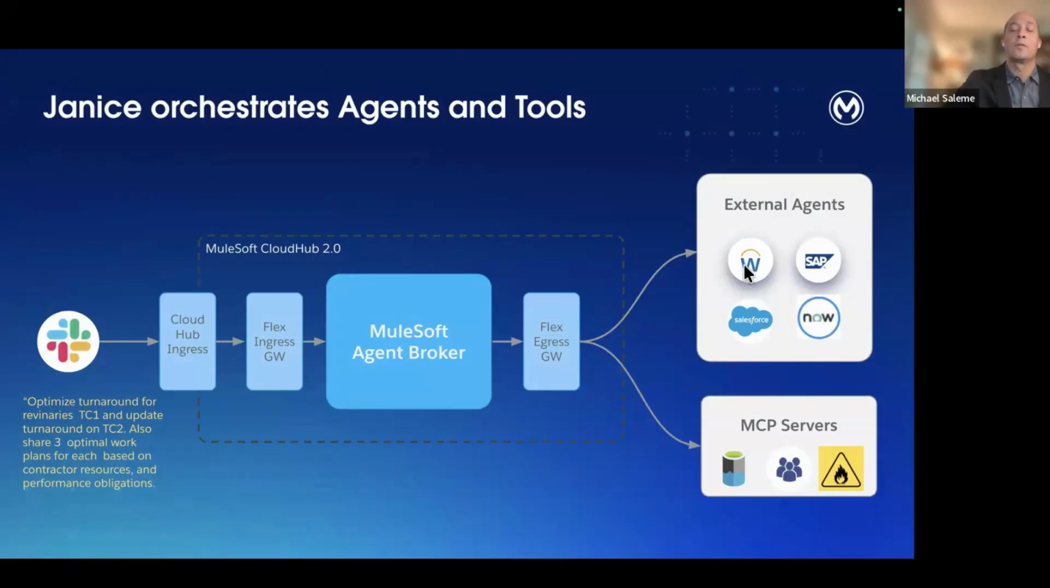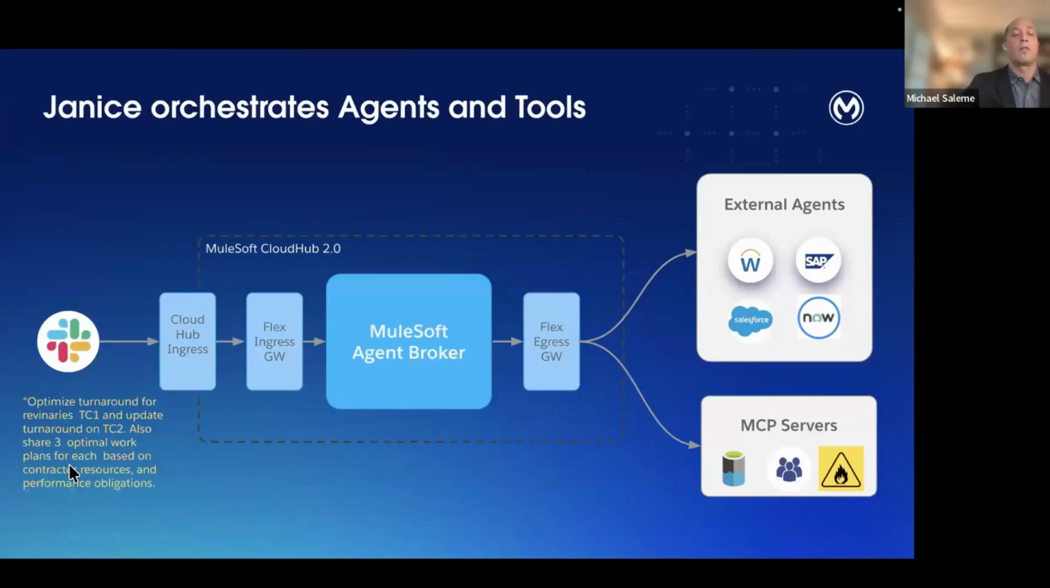Brings in the agents: Workday, SAP, ServiceNow, Salesforce, same context servers. Contexts are ES&G policies, business policies. Information from Workday contains who's certified and who's available. All the resources are there. So now she can do a simple prompt such as, optimize turnaround for refineries Turtle Creek 1, Turtle Creek 2.